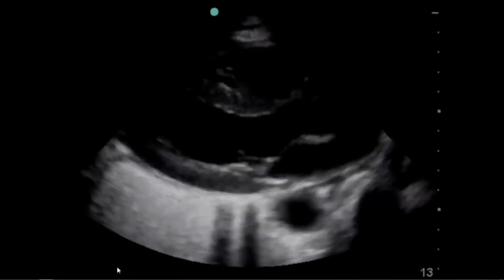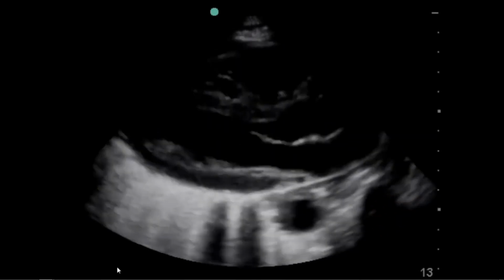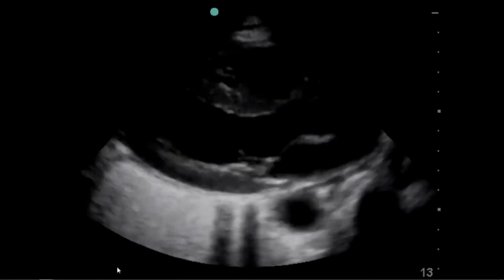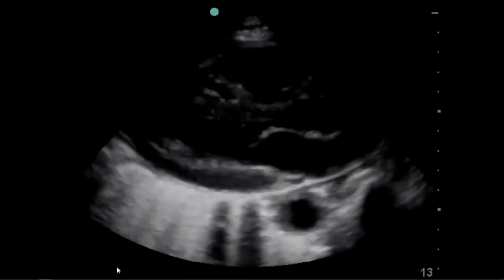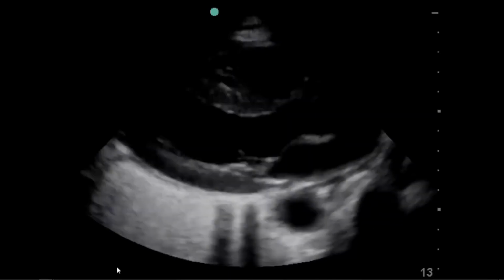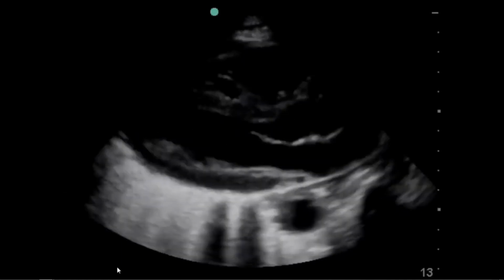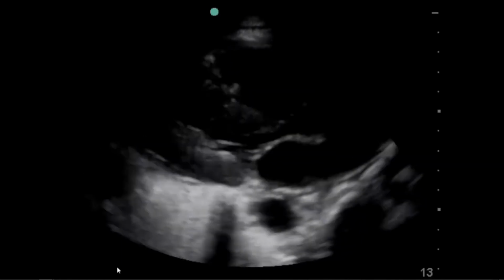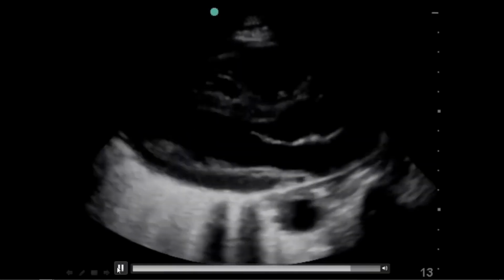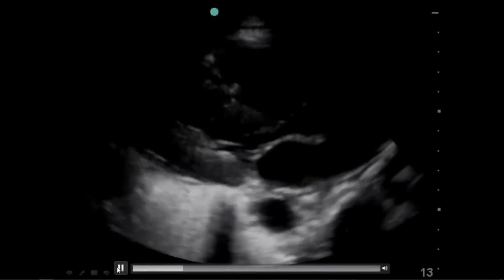In contrast, here we see a hyperdynamic heart. This is a heart that does not have enough fluid to work with in a patient who is probably fluid depleted, or might have sepsis. So this patient either has an absolute or a relative volume depletion, and they're going to respond to fluids a lot better than they're going to respond to inotropes or chronotropes.